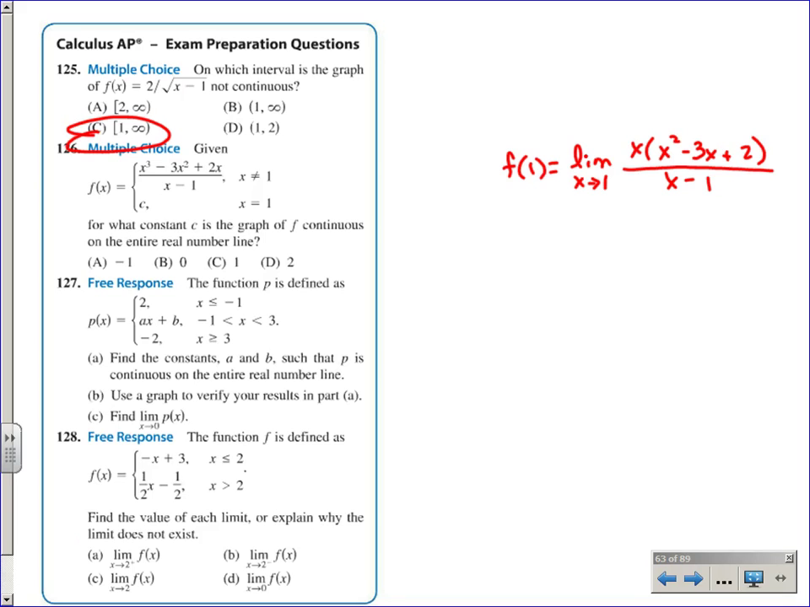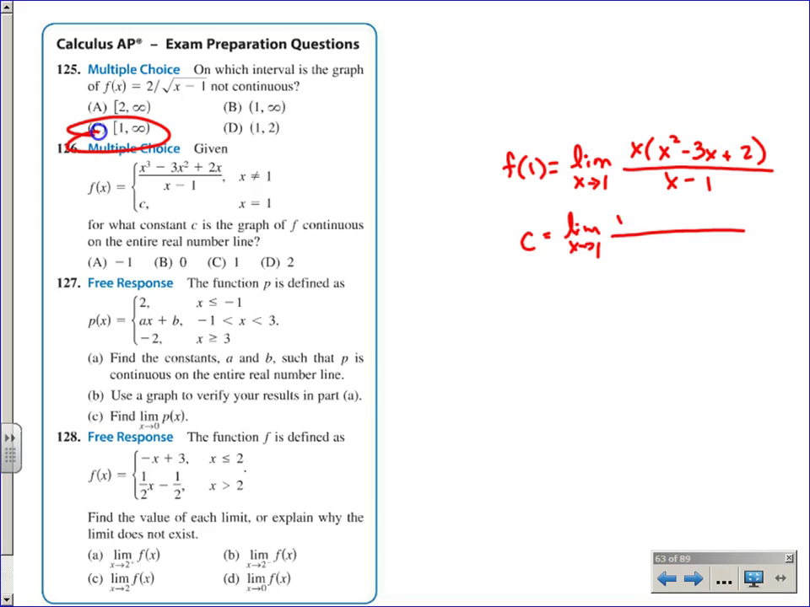Because where's the below going to be? Where's the above going to be? Where's 0.9999? Here. Where's 1.001? Here. Does that make sense? So all I need is him for the limit. And then f of 1, well, isn't that just c? So c is going to equal the limit as x goes to 1.